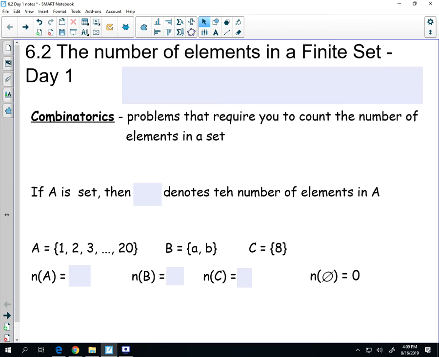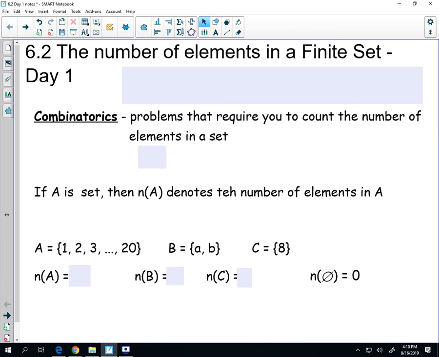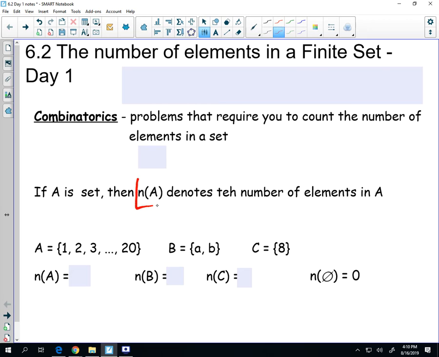If A is a set, then this is how we show the number of elements: N of A represents the number of elements in the set. You need to know that. If A is 1 through 20, B is the set A, B, and C is the set 8, then the number of elements in A would be 20, and the number of elements in B is 2.